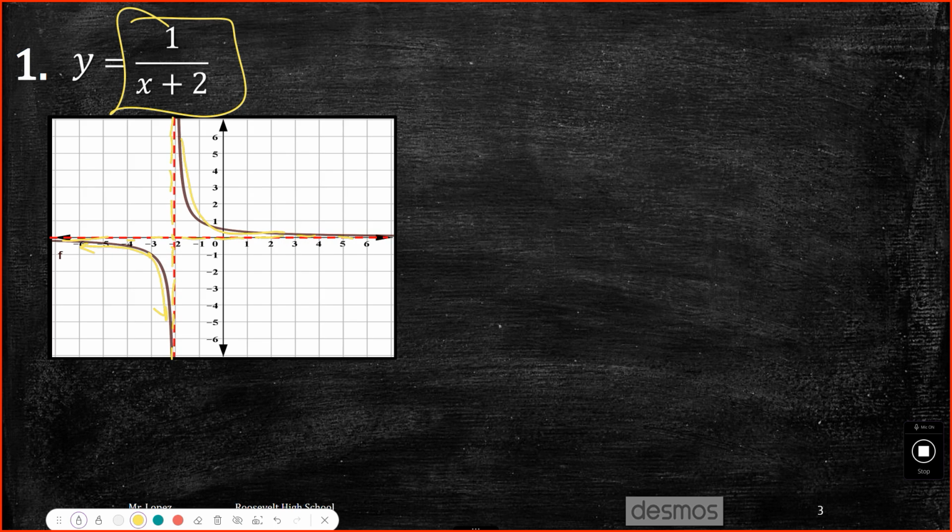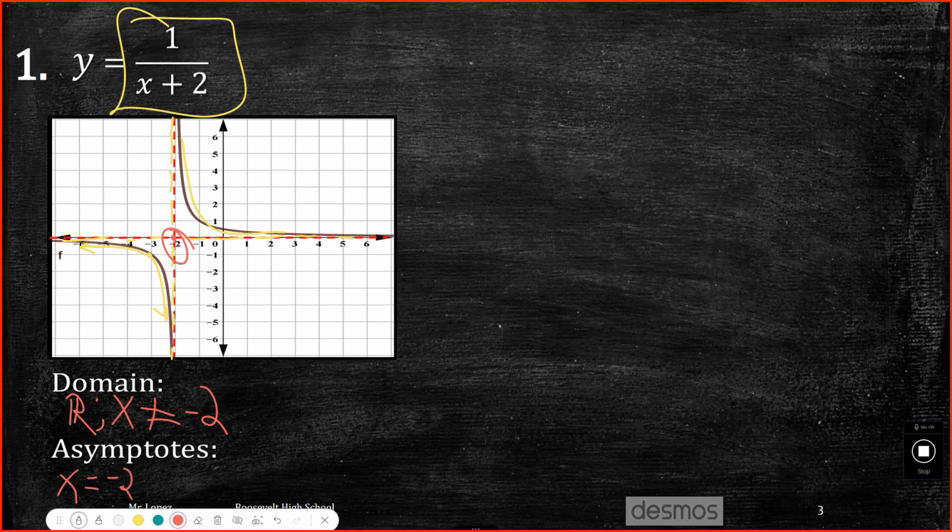All right, let's see. So, what else? Domain. What's the domain? The domain is going to be all reals. X cannot equal the asymptote. The asymptote is what? -2. And where are the asymptotes? The vertical one is going to be at x equals -2. That's the vertical asymptote, VA. And the horizontal asymptote is going to be where? At y equals 0.